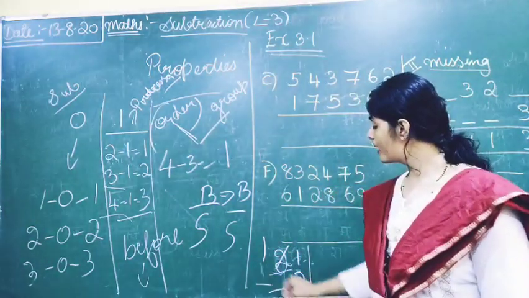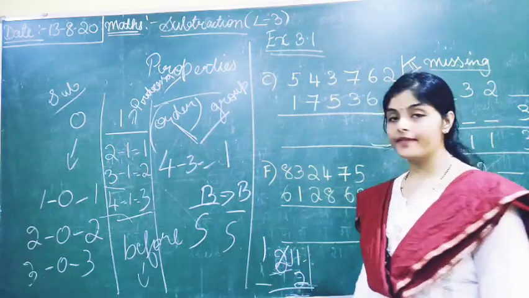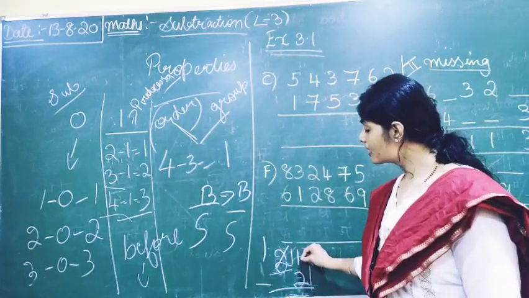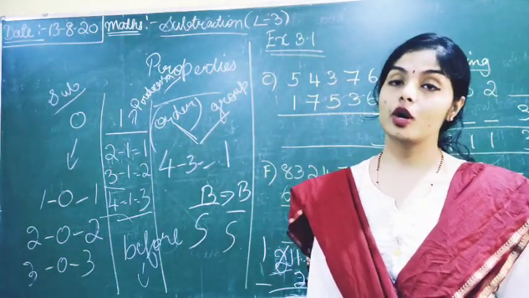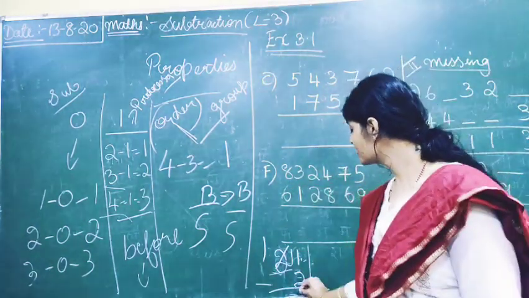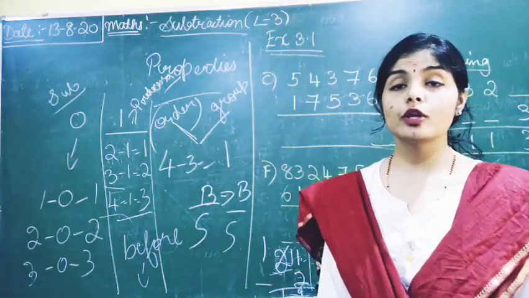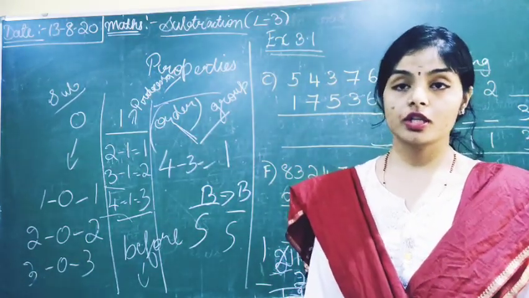Understood? When you borrow one number, it becomes 11. It becomes 11. Understood? Now you can subtract 11 minus 2. Got it? 11 minus 2, 9. Then this 1 comes down. This is the way you have to borrow. Got it, children?